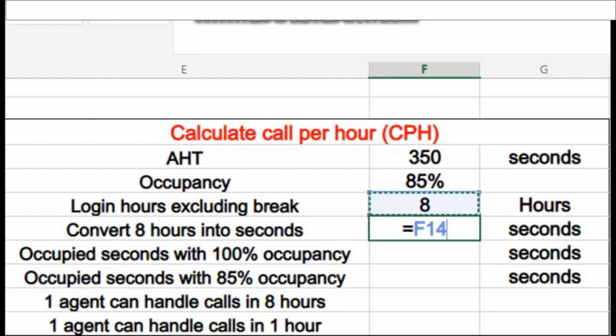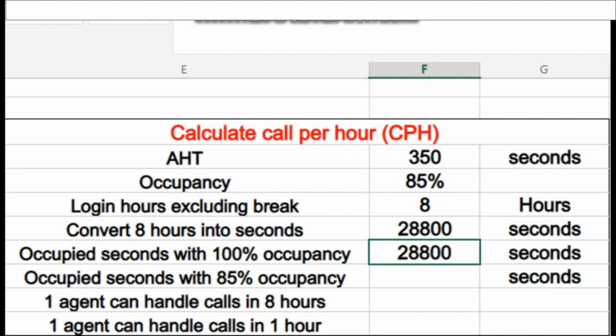So that would be your 8, in 1 hour we have 60 minutes, so multiplied by 60. In 1 minute we have 60 seconds. So that would be the seconds we would be having in 8 hours.